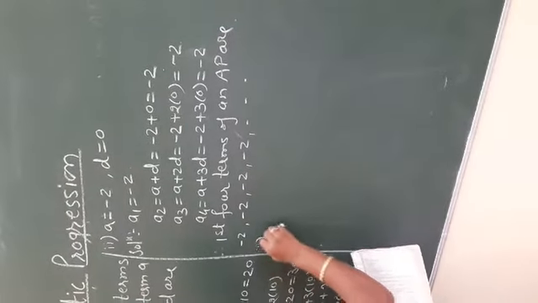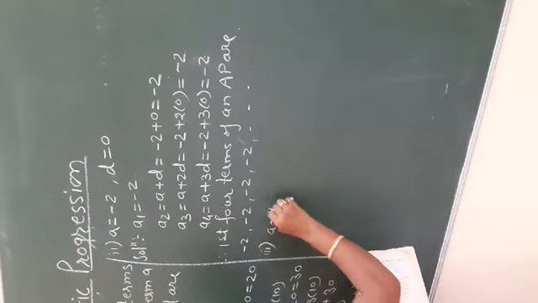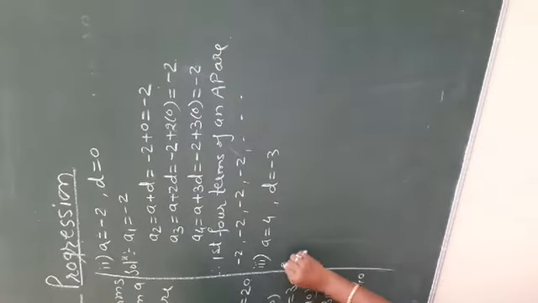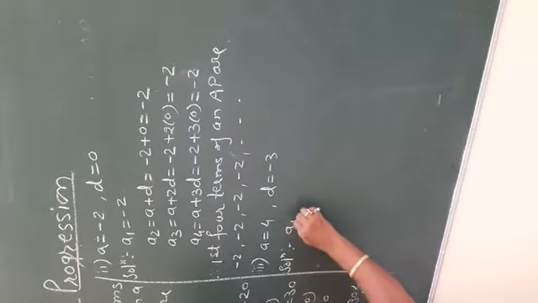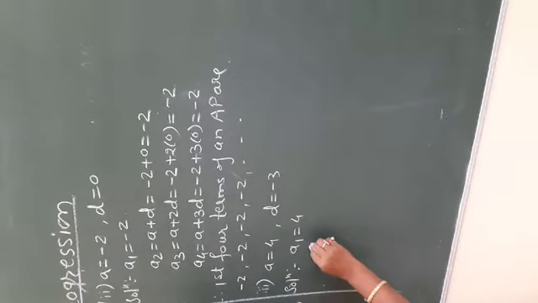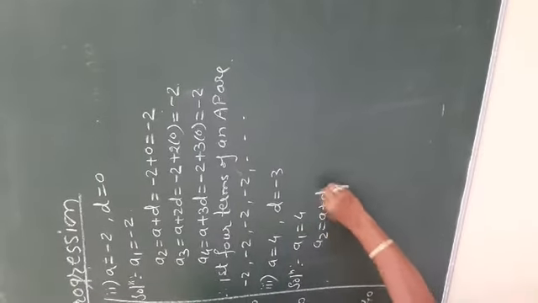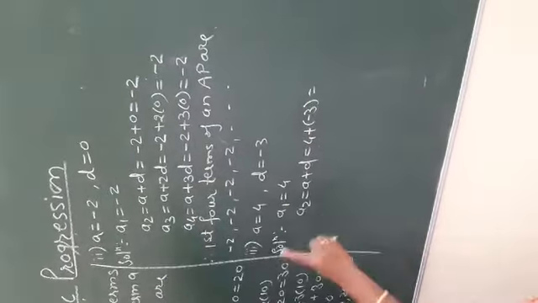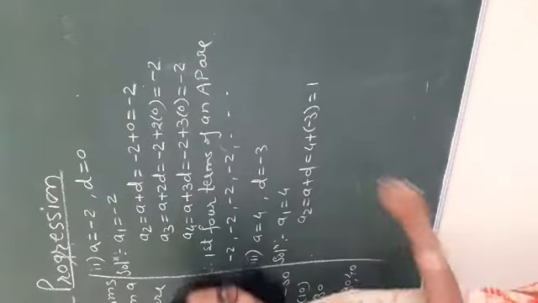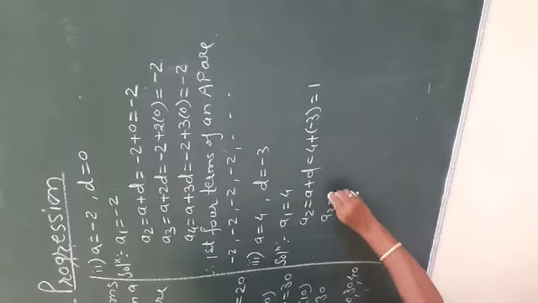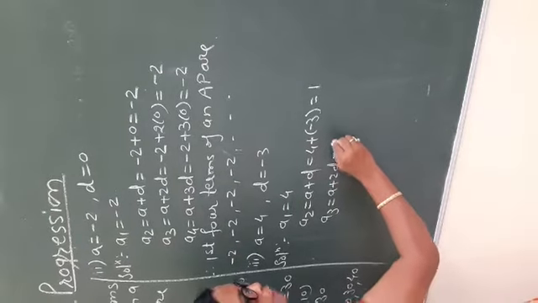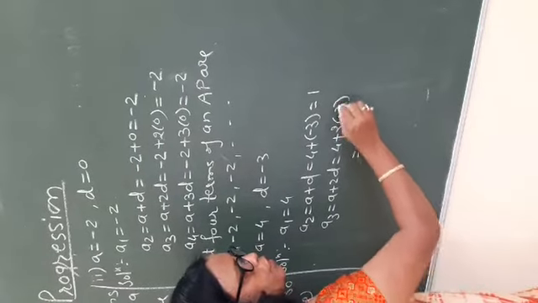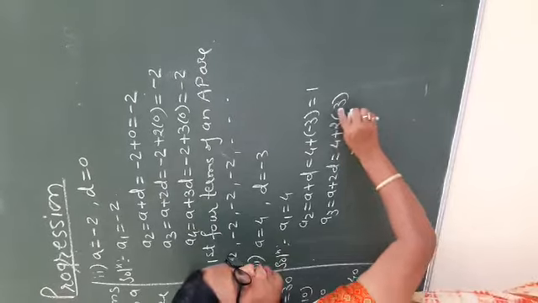Now we will start the third problem. In the third, the first term is given as 4 and D, the common difference, is given as -3. So how will we solve this? A1, the first term, is 4, which is given already. A2 is A plus D, which means 4 plus -3, and everyone knows 4 plus -3 is nothing but 1. Third, A3 is A plus 2D: 4 plus 2 into -3. 3 2s are 6, -6, because plus into minus is minus.